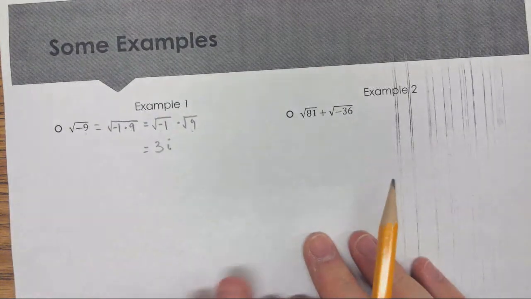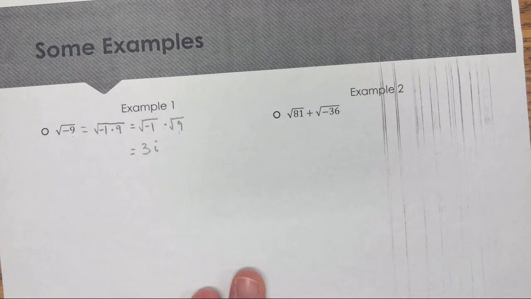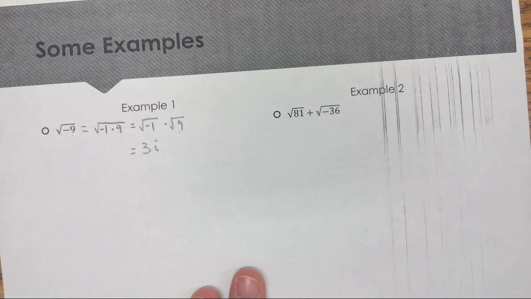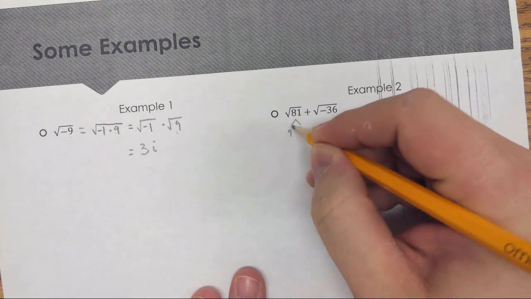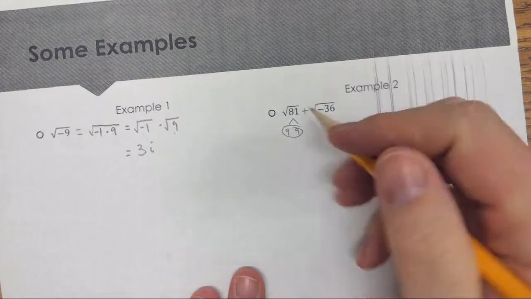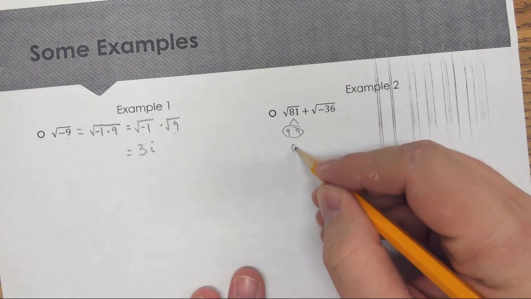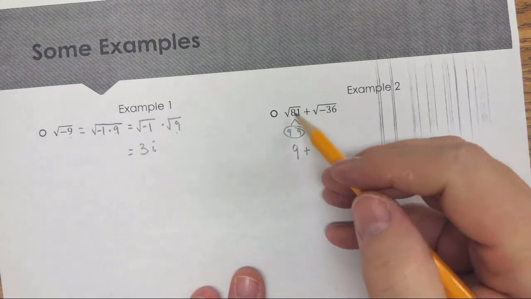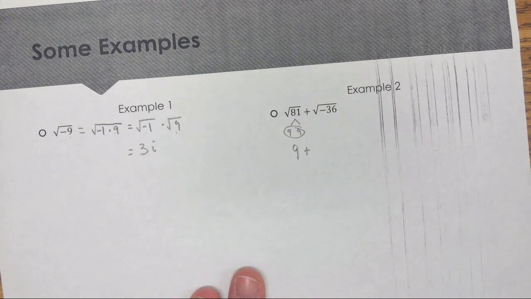Alrighty. Let's do another example. What's the square root of 81? Well, 81 breaks down into 9 and 9. There's a pair. 81 is a perfect square, so the square root of 81 is 9. That's not imaginary, that's real. There were no negatives under here, so we're good on that.